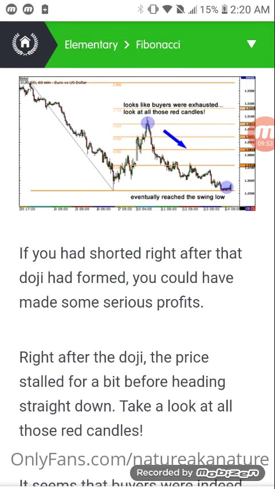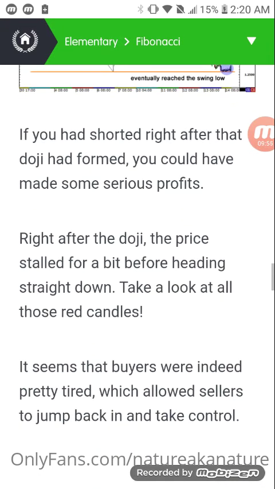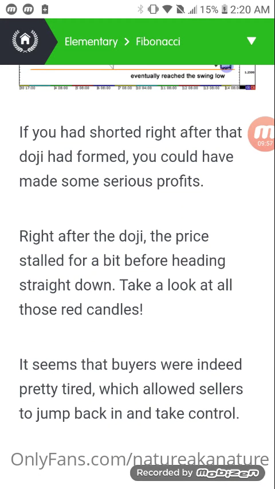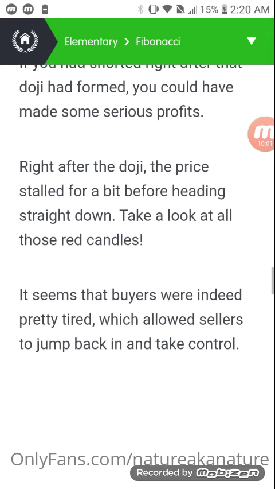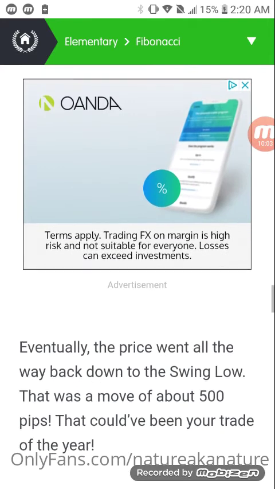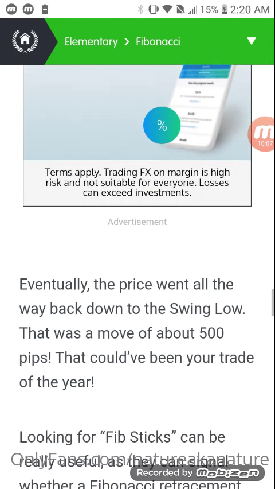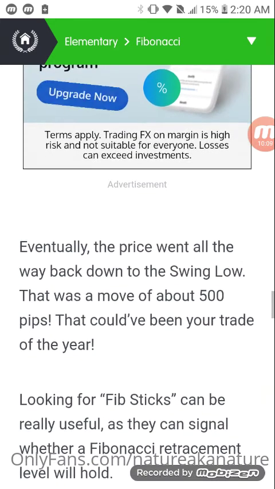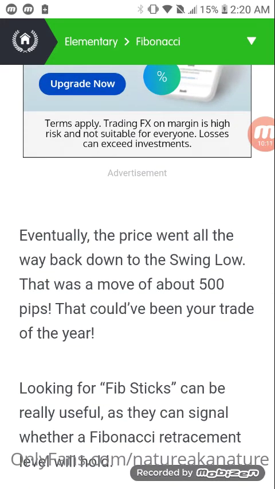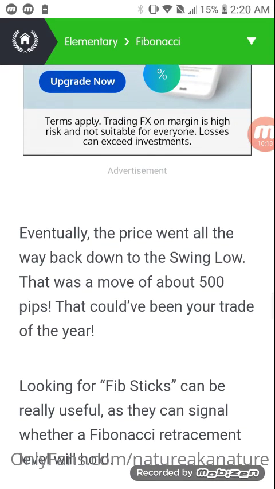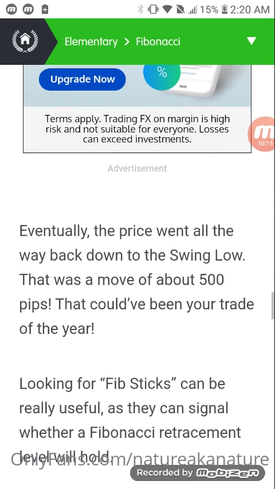But take a look at those red candles. It seems that buyers were indeed pretty tired, which allowed sellers to jump back in and take control. Eventually, the price went all the way back down to the swing low. That was a move of about 500 pips. That could have been your trade of the year, depending on your lot size too.